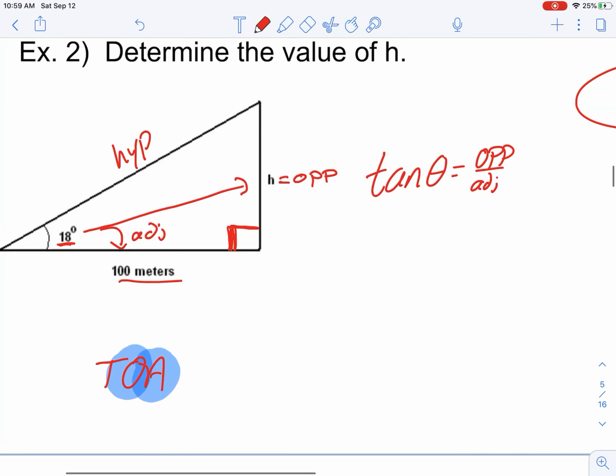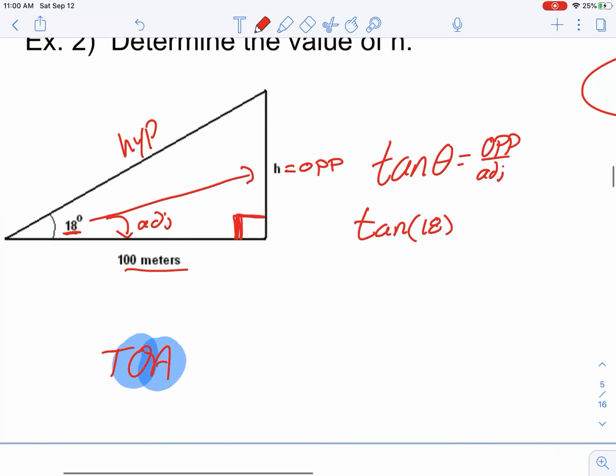And then here, we know a few things. So if we plug in tan 18, what's the opposite length to 18? Well, if we look across from 18, we can see that it's h.